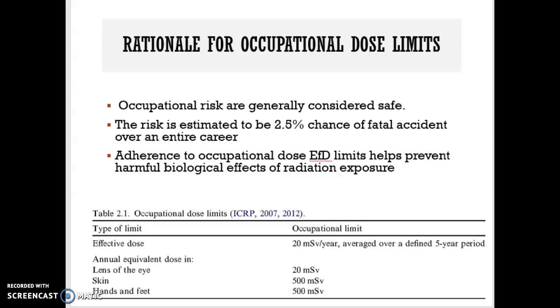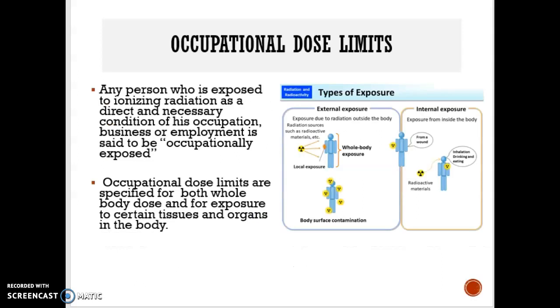When it comes to yourselves as students, though, the effective dose to yourselves should be no more than 6 millisievert according to Hamad Medical Corporation, but according to ICRP guidelines, you should be following the same regulations as the public and should receive 1 millisievert of radiation per year. So who does occupational dose limit apply to? It applies to any person who is exposed to ionizing radiation as a direct and a necessary condition for their employment, and therefore they are considered occupationally exposed.